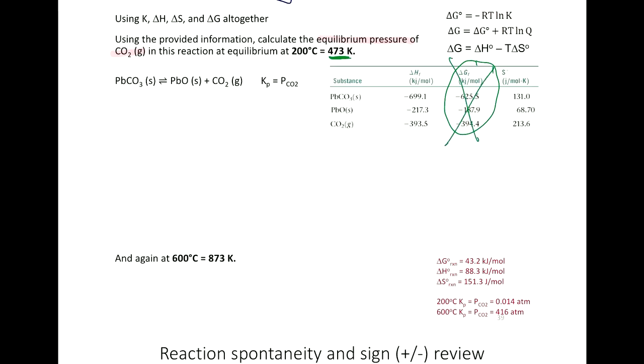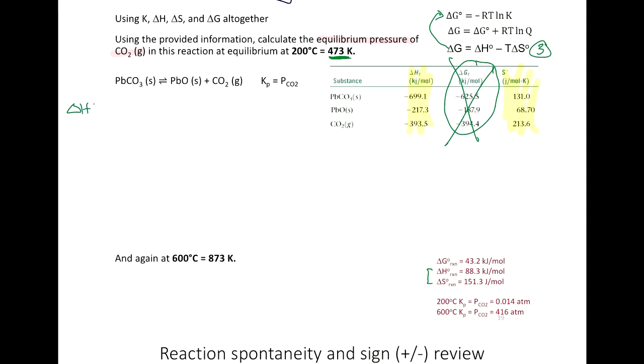So instead, we're actually going to use the delta H and delta S values. We're going to use equation 3 to calculate what's the delta G at this temperature, assuming that delta H and delta S do not change with temperature, and then plug that delta G value into our negative RT ln K. So we should be getting a different delta G value in these examples because they're at different temperatures.